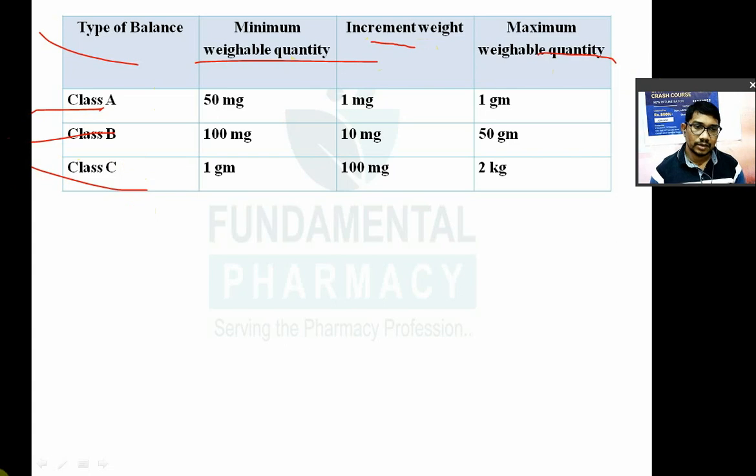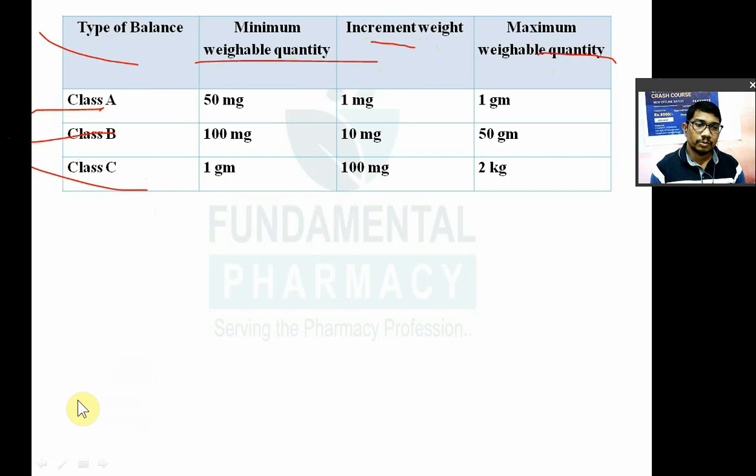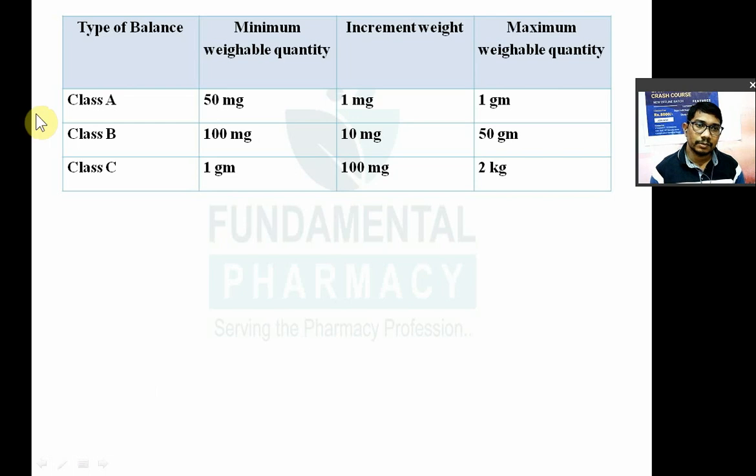Let's look at the class A balance first. The minimum weighable quantity on a class A balance is 50 milligram. So at minimum, you can weigh 50 milligram on class A. And the maximum weighable quantity is 1 gram. The increment is 1 milligram.